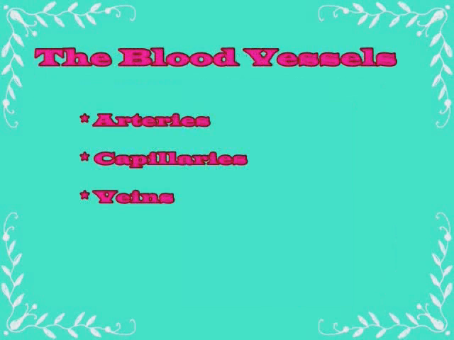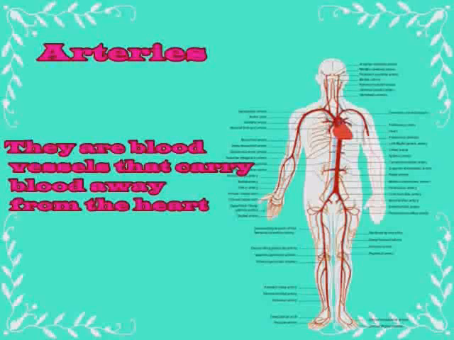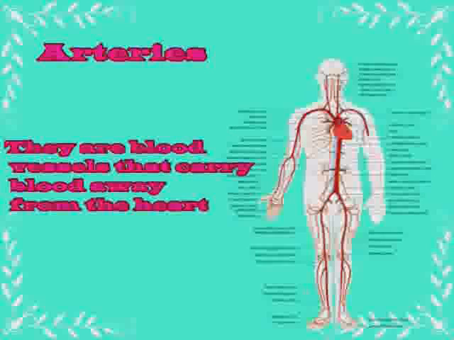The blood vessels. In class we talked about 3 types of blood vessels: arteries, capillaries, and veins. Arteries. They are blood vessels that carry blood away from the heart. This blood is normally oxygenated, with exceptions made for the pulmonary and the umbilical arteries.